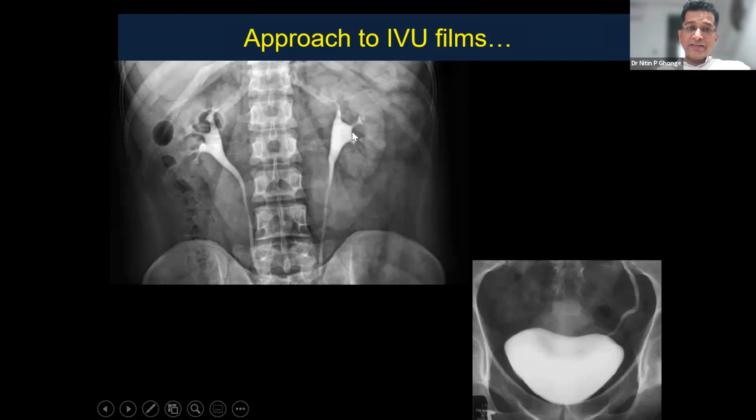This is the minor calyx, this is the major calyx, and this is the renal pelvis, this is the PU junction, and this is the ureter. So this is the normal appearance.